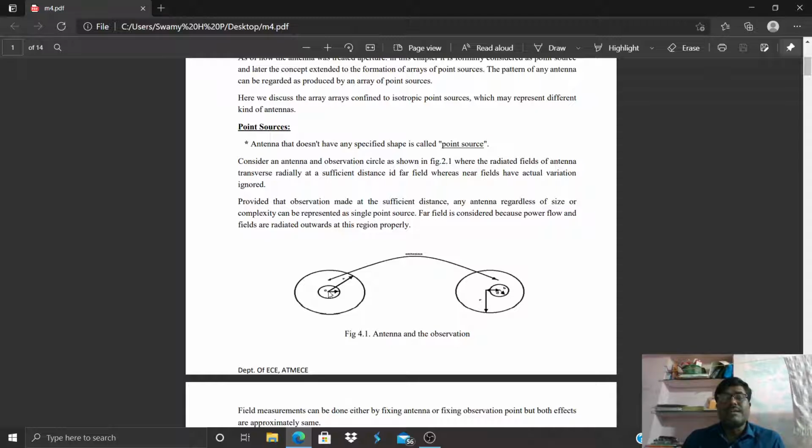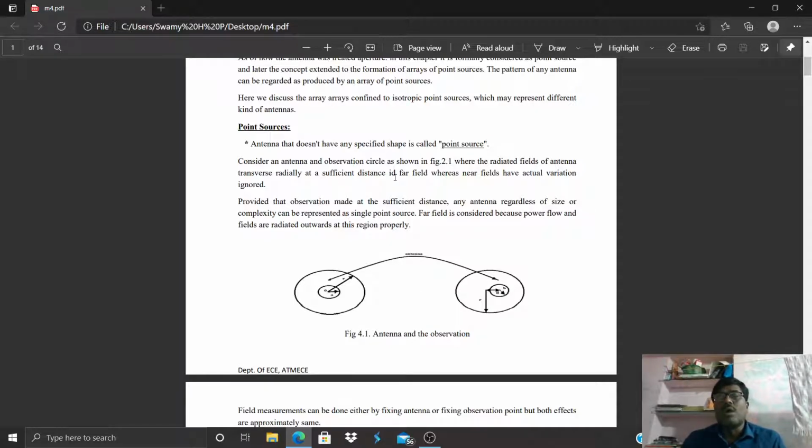You see here, this is antenna A, which radiates the electromagnetic energy transverse outside, radial in nature, radially at a sufficient distance D. The distance between transmitter and receiver antenna is sufficient.